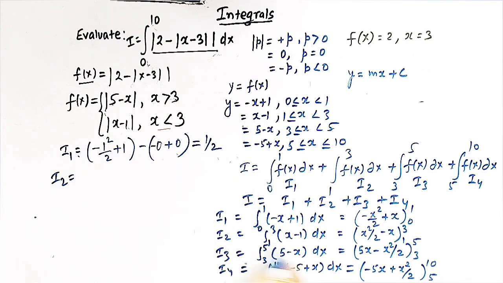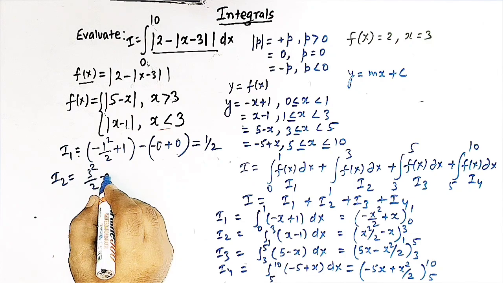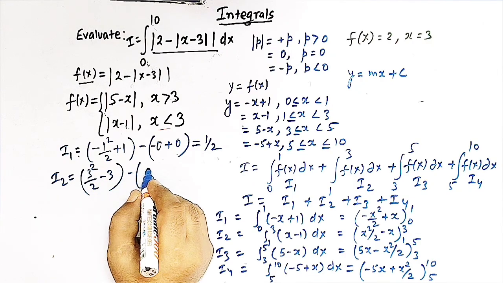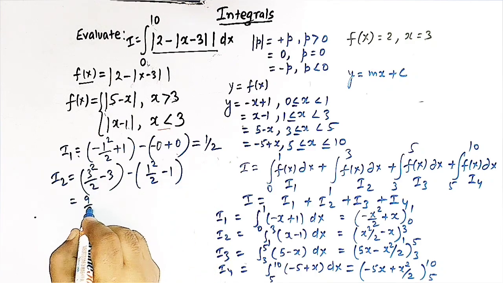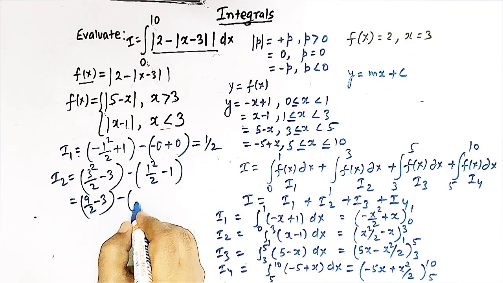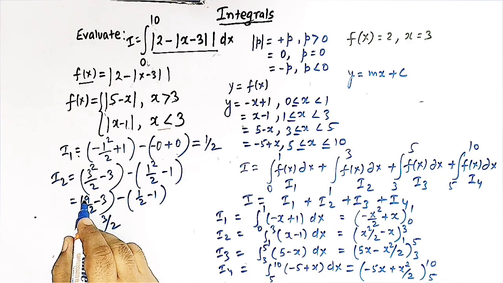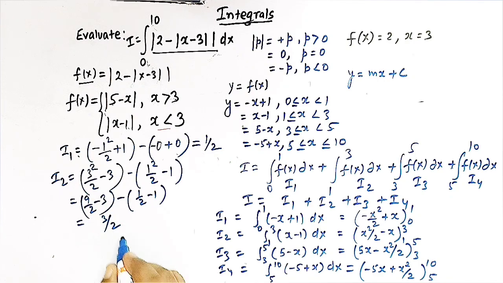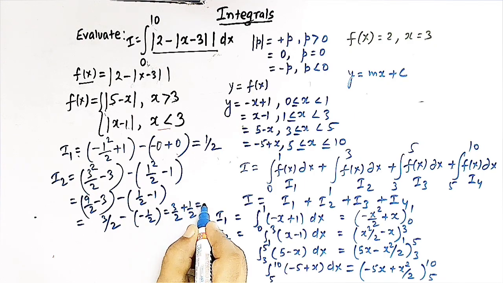And I2 is given by x square over 2 minus x. Limits are from 1 to 3, so we have 3 square over 2 minus 3, and then we have 1 square over 2 minus 1. So this is 9 by 2 minus 3 minus half minus 1. So this is 3 by 2, that is 9 minus 6 over 2, that is 3 over 2. And here we have minus half, so this is 3 by 2 plus half, that is 3 plus 1, 4, 4 over 2 is 2.